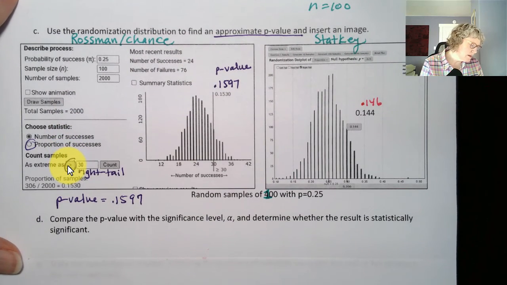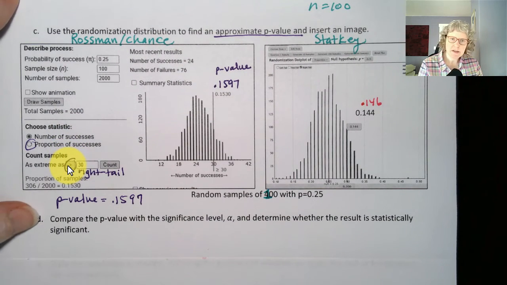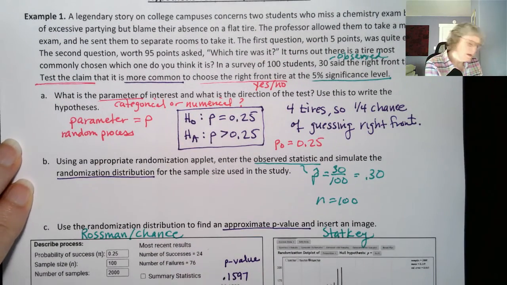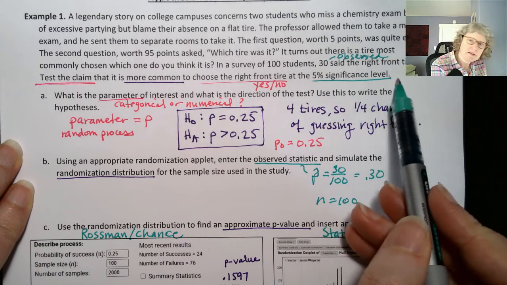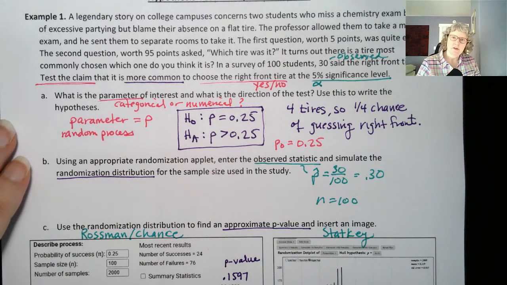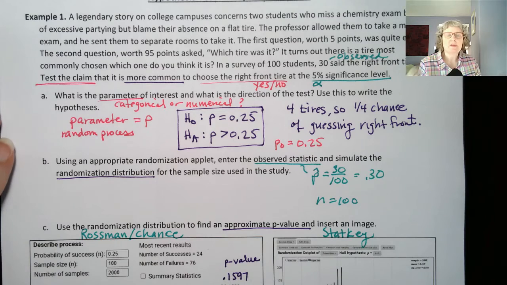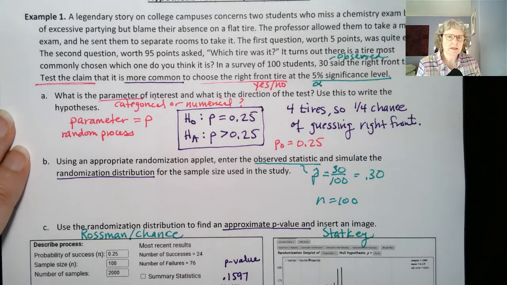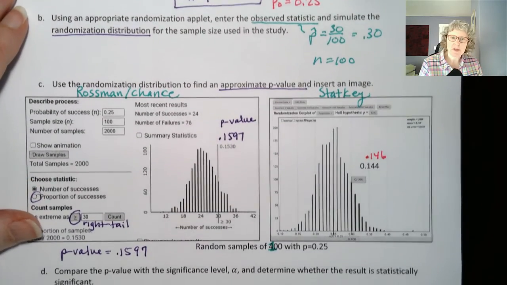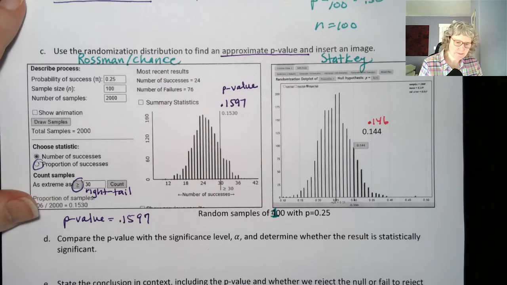Okay, so this says, compare the p-value with the significance level alpha and determine whether the result is statistically significant. Okay, so let me go back to the question. Right here it said, test the claim at the 5% significance level. So that's alpha, or 5%. So what that's saying is, if something's rare, it's less than 5% likely to happen. This was not rare because it was 14 to 15% likely to happen, okay?